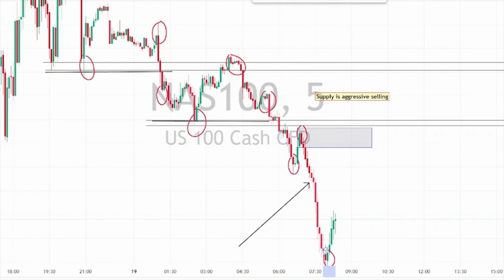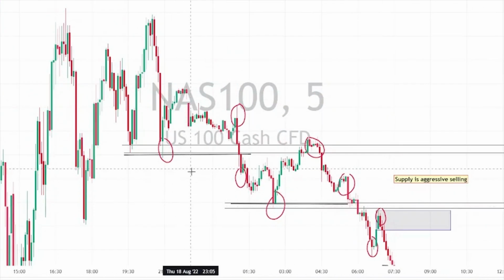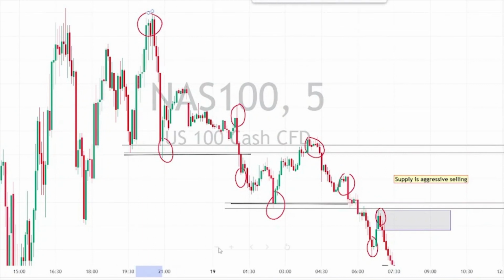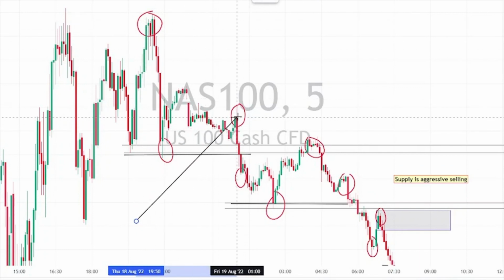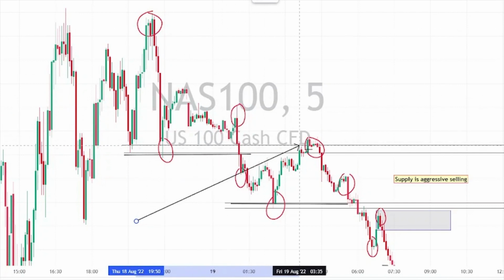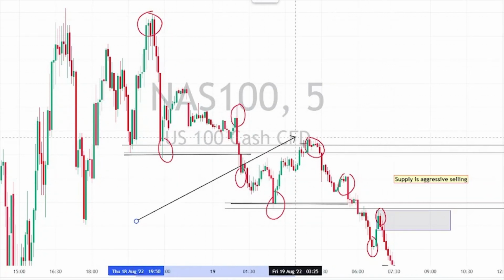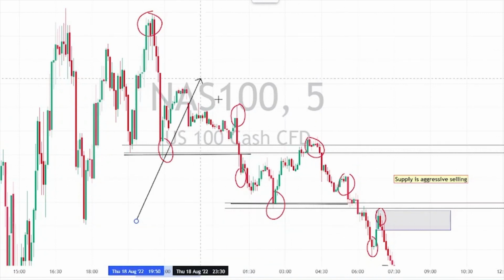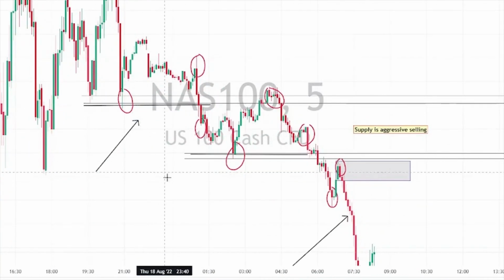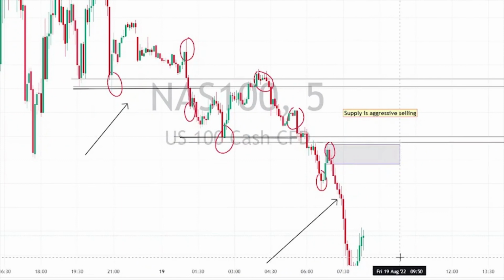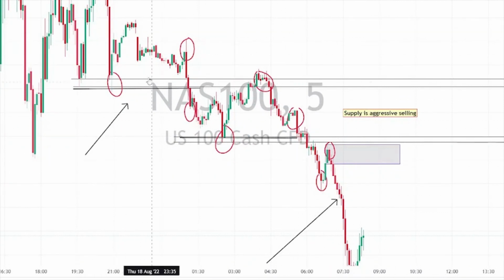You can see we are in a downtrend, because we are making lower highs and lower lows. This is a lower high because this low is lower than this one. If we are making lower highs and lower lows, that is when you know that we are in a downtrend. So we should be looking for supply setups.